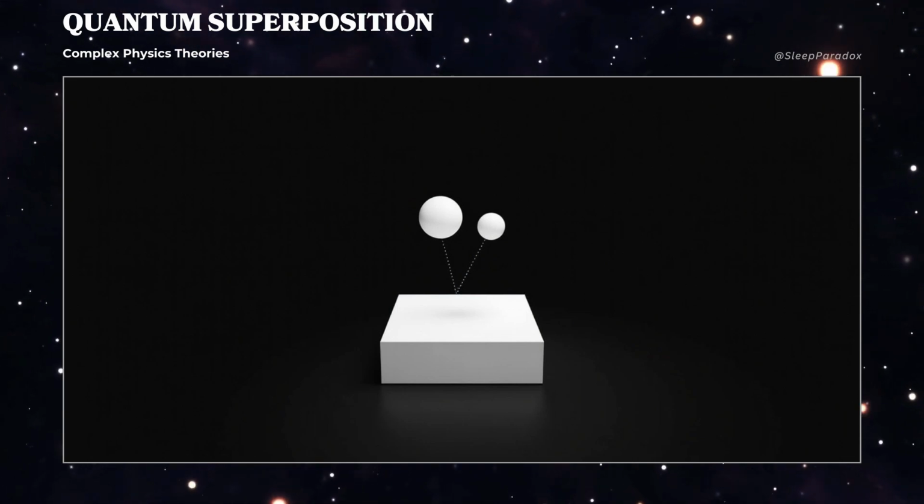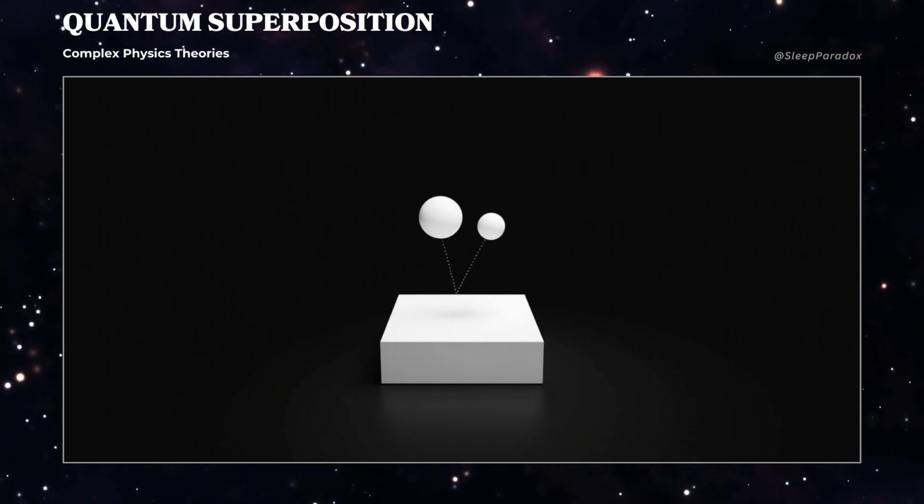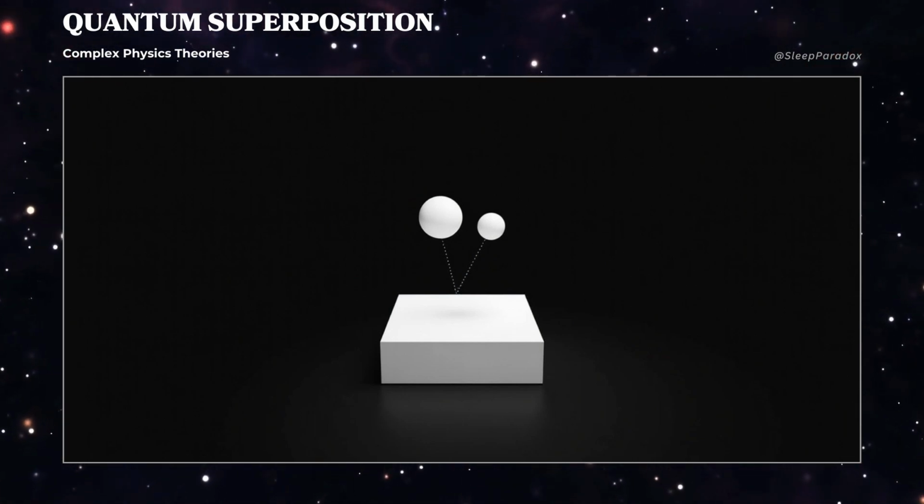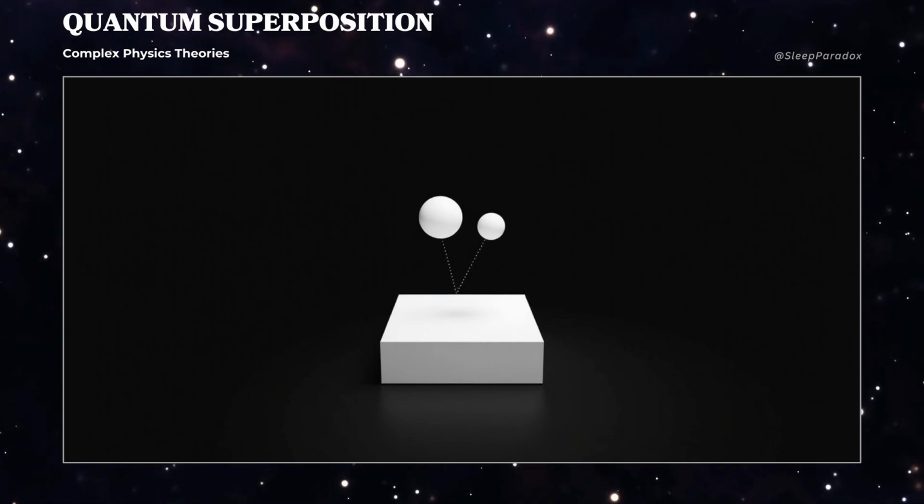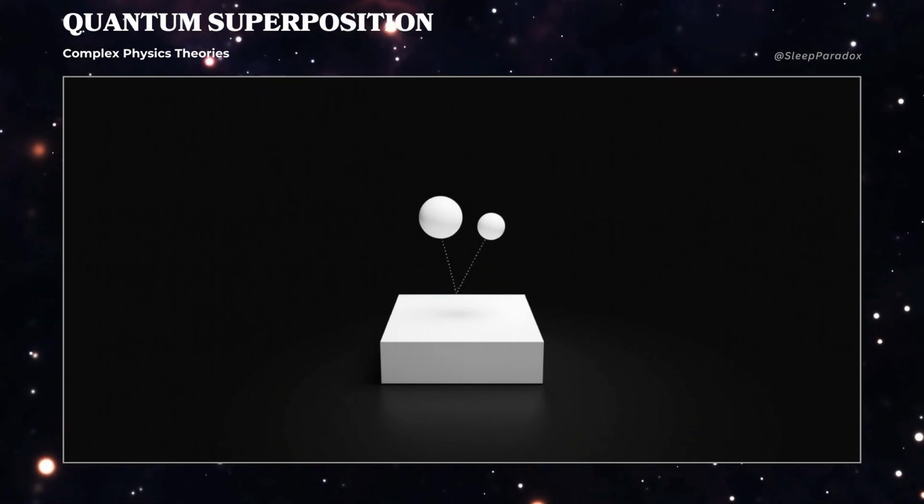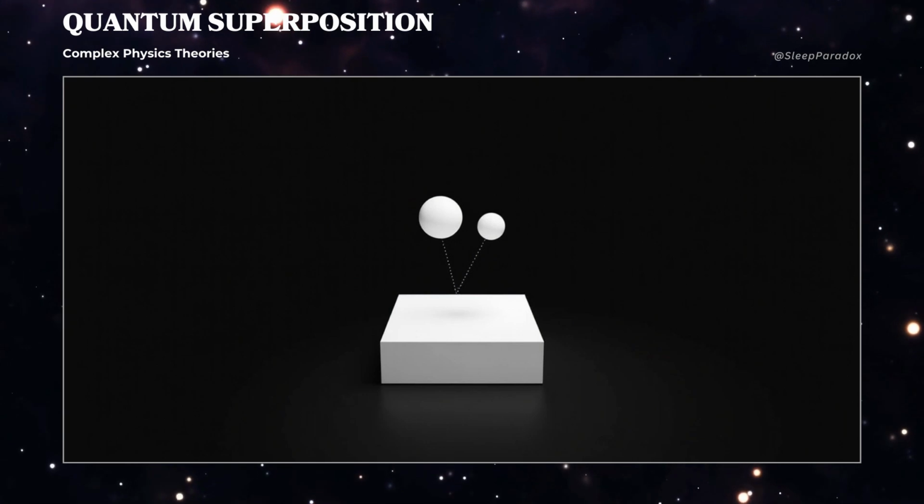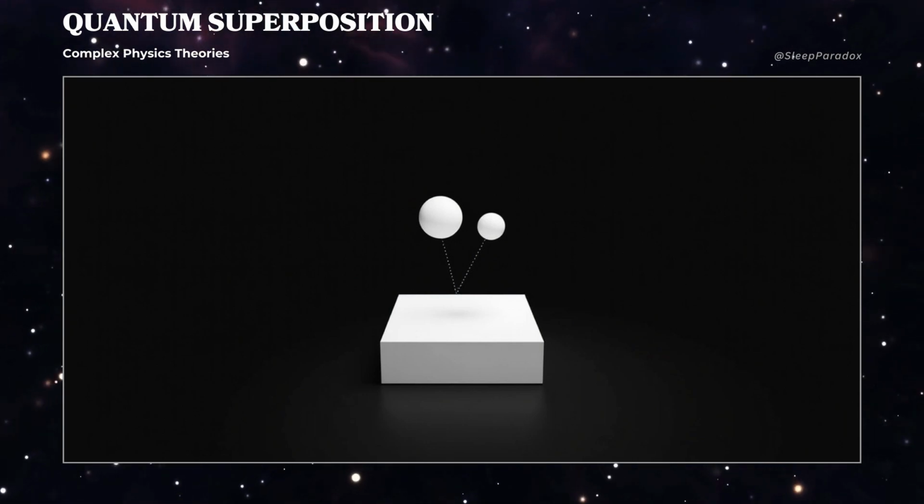This is very different from classical physics, where objects are always somewhere. In the quantum world, particles do not have definite properties until they are observed. Until that moment, they exist in a blend of all allowed states.